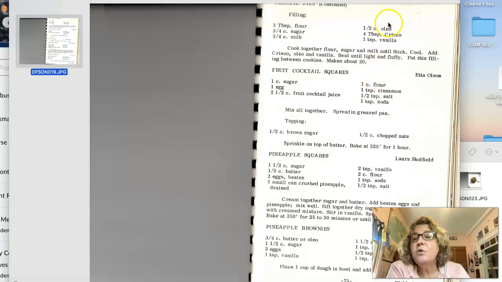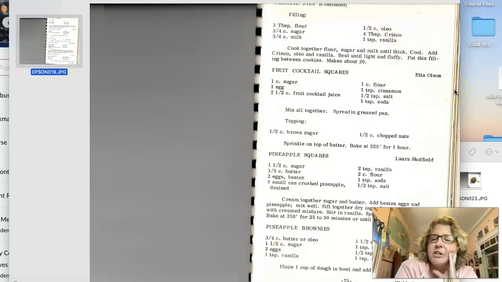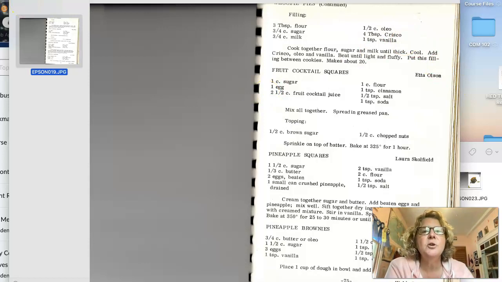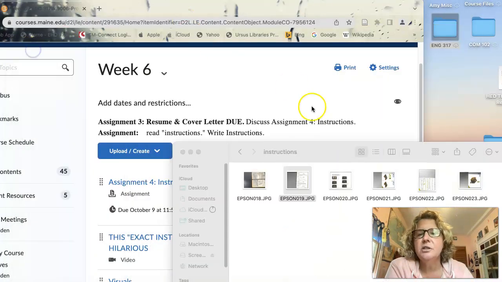Also important to try to avoid brand names if possible. Instead of saying Crisco, you could say vegetable shortening. For all of you youngsters who don't know what oleo is, this also just kind of shows how old this book is. Oleo is an old-fashioned term for margarine. So this is a wonderful piece of history, but definitely leaves some room for improvement in terms of actual instructions.